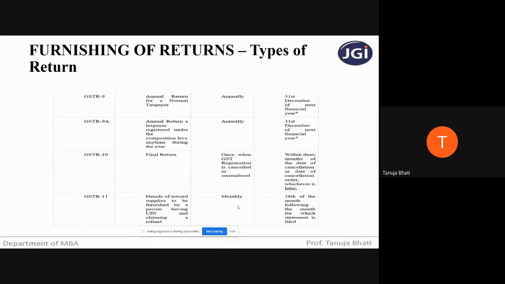Now they need to file this return monthly, and the due date is 20th of the month following the month for which the statement is filed. So these are the different types of returns that we have seen under GST. Just revising this slide, GSTR 9 is the annual return for a normal taxpayer. 9A is the annual return for persons opting for the composition levy. GSTR 10 is the final return. It needs to be filed only by those persons whose registration is cancelled. And GSTR 11 is to be filed only by those special category of people who have a unique identity number, for claiming the refund of the tax that they have paid.